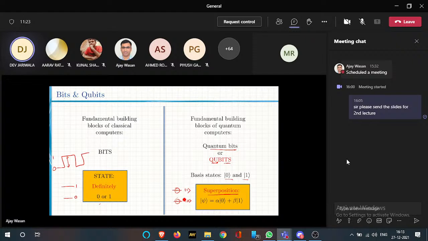Let us say this is 1 by 4, and this is 3 by 4. Generally, we write it as 1 over 2 or root 3 by 2, basically alpha square plus beta square should be 1. So 1 by 4 plus 3 by 4 is equal to 1. So it has a probability of 1 by 4 here and 3 by 4 here. So where is the problem? What is the question now?